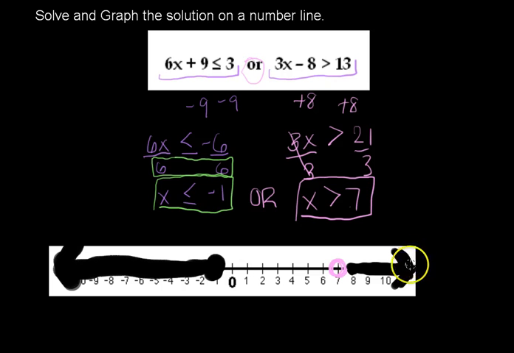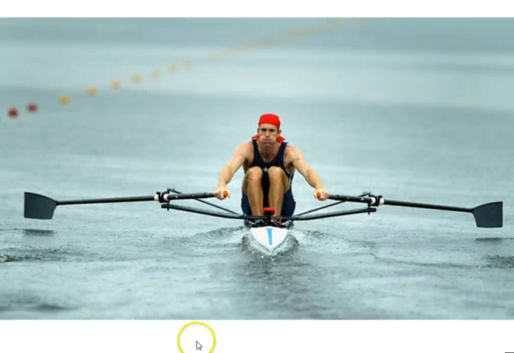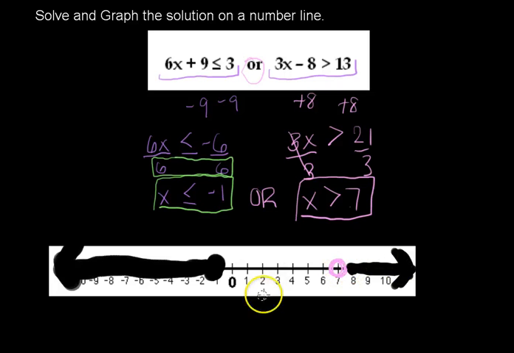Look at which way those graphs are going. This one's going to the right. This one's going to the left. Dare I do this again? So here would be the middle. Here would be your shaded to the right. Here would be your shaded to the left. All of these "or" situations look like oars of a boat.